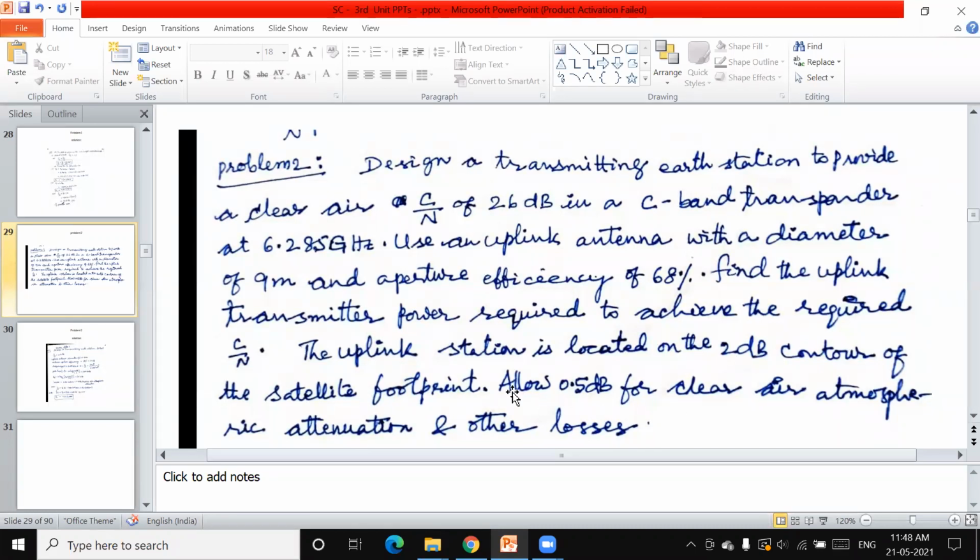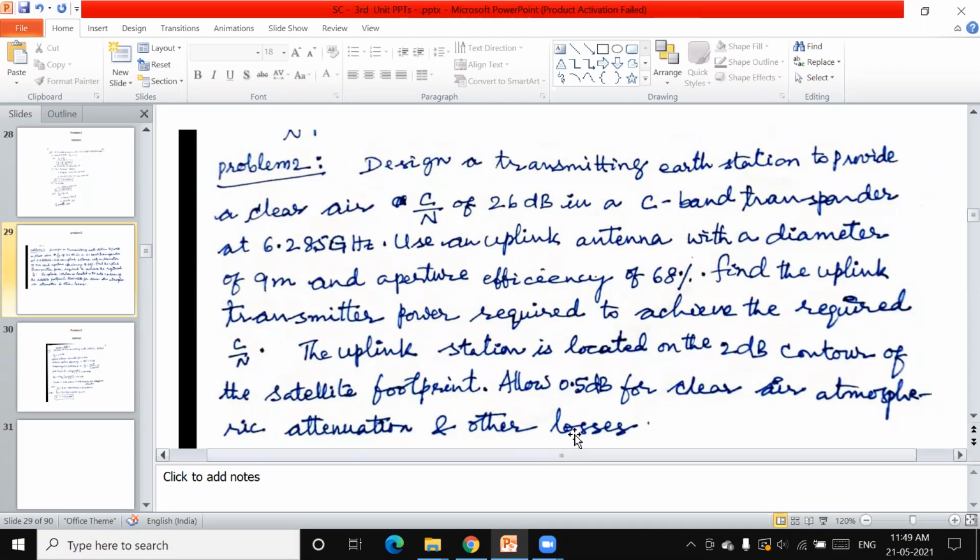Allow 0.5 dB for clear air atmospheric attenuation. Clear air, other losses are neglected. So you are allowed to take 0.5 dB for clear air atmospheric attenuation and other losses. So here two losses come. The earth station is located at the 2 dB contour of the satellite footprint, which gives a 2 dB loss, that is one.